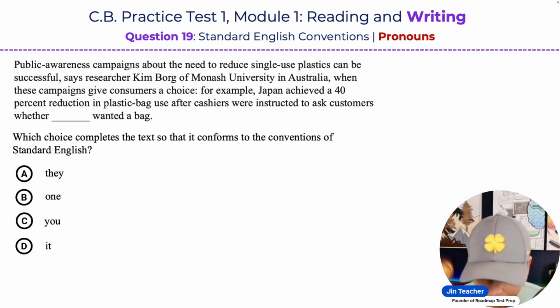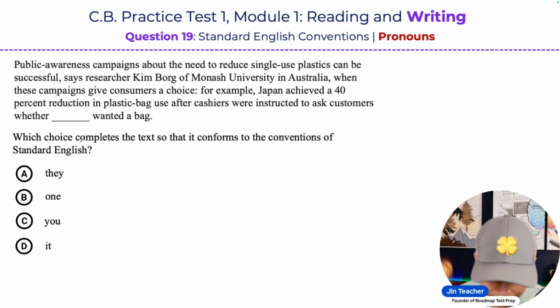So it says, "Public awareness campaigns about the need to reduce single-use plastics can be successful, says researcher Kim Borg of Monash University in Australia, when these campaigns give consumers a choice. For example, Japan achieved a 40% reduction in plastic bag use after cashiers were instructed to ask customers whether they wanted a bag."